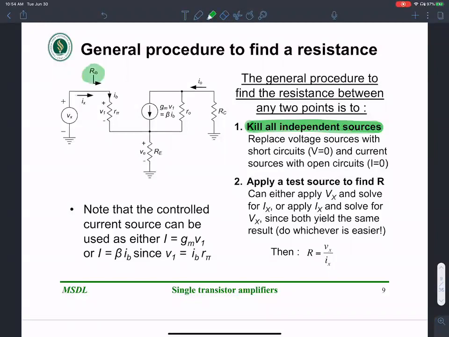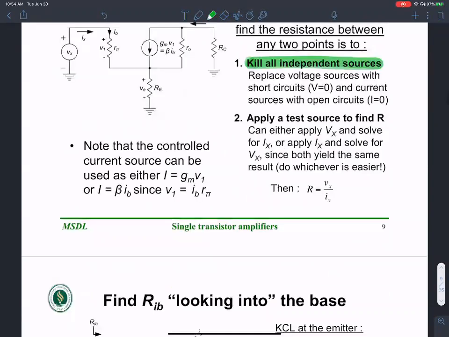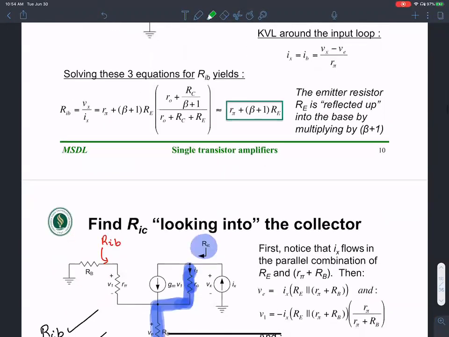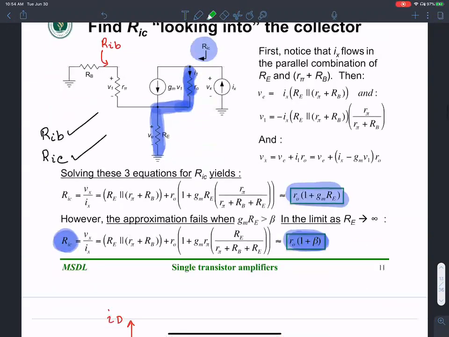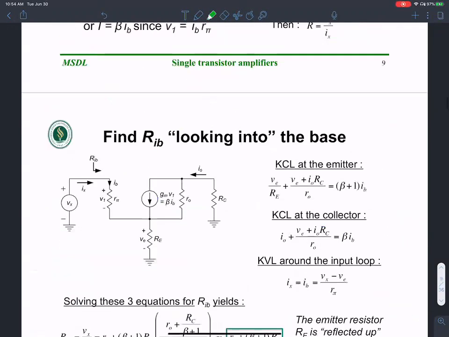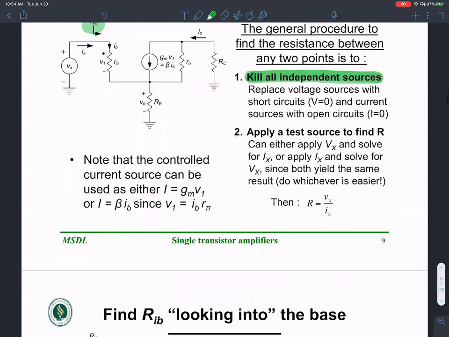Even when you're calculating RIB, that's the exact same thing. Even when you're finding RIC, that's the same thing. When you're calculating RIE, it's exactly the same. So let's apply this process here.